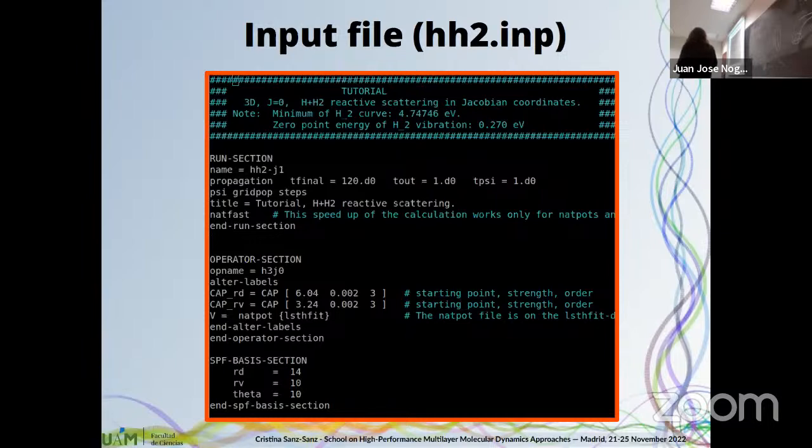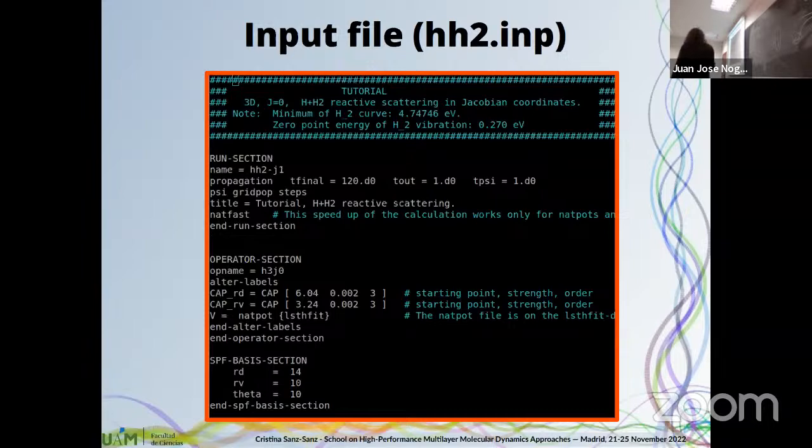So it says that the starting point, so this first CAP that is in the reaction coordinate, it will start at a distance of 6.04. It has a strength and it has an order. So it's obviously a function. So the function has an order and it has a strength. The strength is obviously the ability of this complex potential to absorb the wave packet.